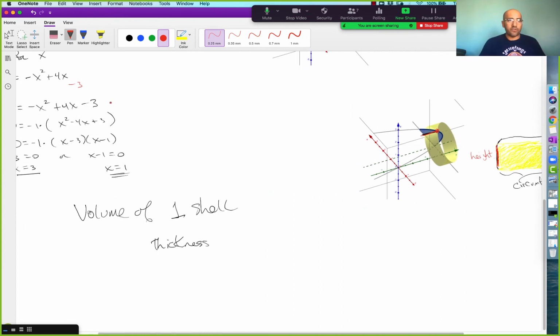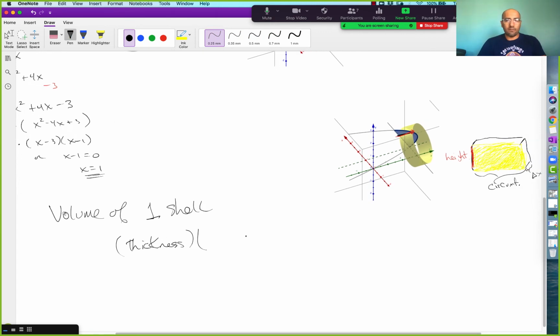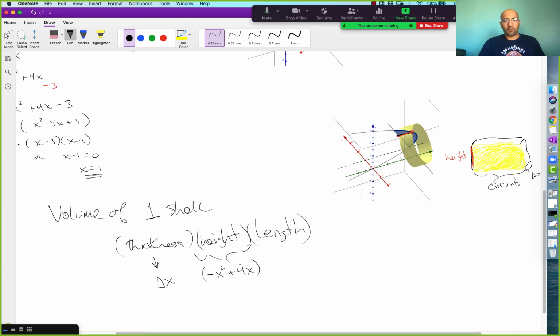Volume of one shell is equal to the thickness times the height times the length. And so for us, that thickness is going to be the delta x. The height of it is going to be equal to the function, which is minus x squared plus 4x. That's the parabola minus the 3. And then that'll give you this, right?